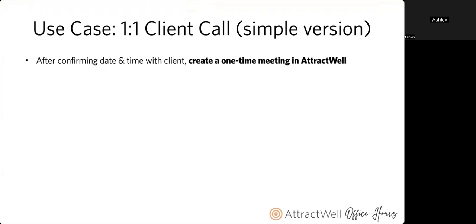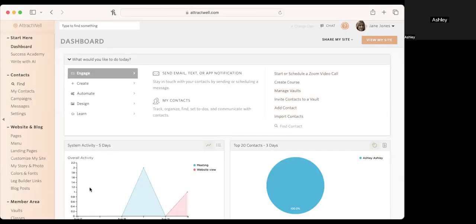So maybe you have gotten their agreement, they're ready to get started with you, and you communicate between you and your client the time that you would like to get together. And so what you're going to do is create a one-time meeting in AttractWell. And the way that we do that, and I'm just going to pop right over here into our dashboard, we're going to create a one-time meeting.